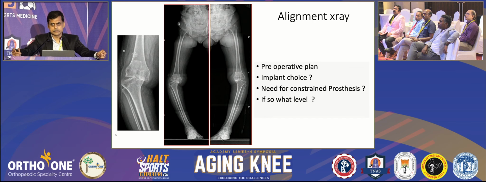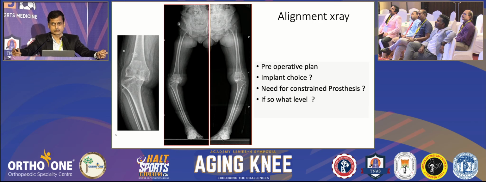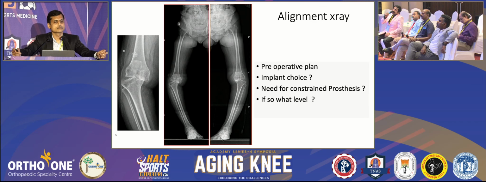Am I correct? No, on the left side I want to do a KA. On the right side I'll see. It will need some restriction of boundaries on the right side. Okay. Another point here: if you see on the AP X-ray, there is a defect on the lateral condyle as well in the femur.